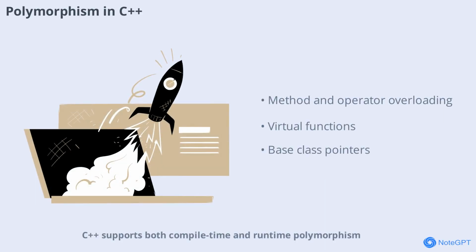C++ supports both compile-time and runtime polymorphism. Method overloading and operator overloading provide static polymorphism, while virtual functions enable dynamic polymorphism. By using pointers or references to base classes, you can achieve flexible and efficient code structures in C++.